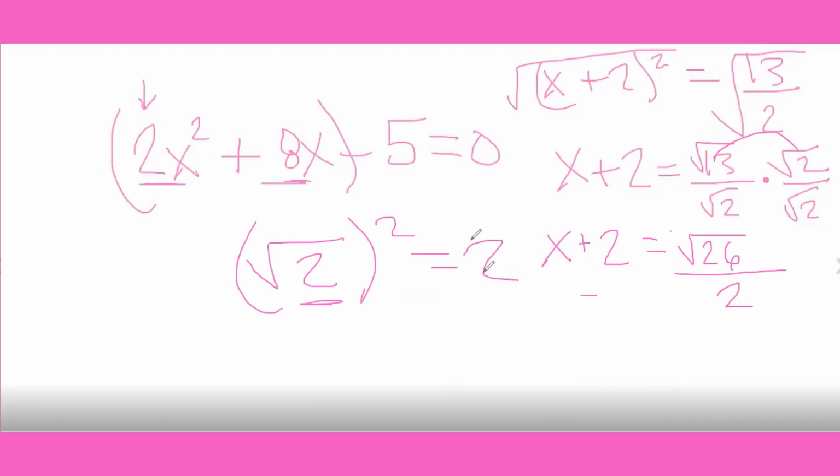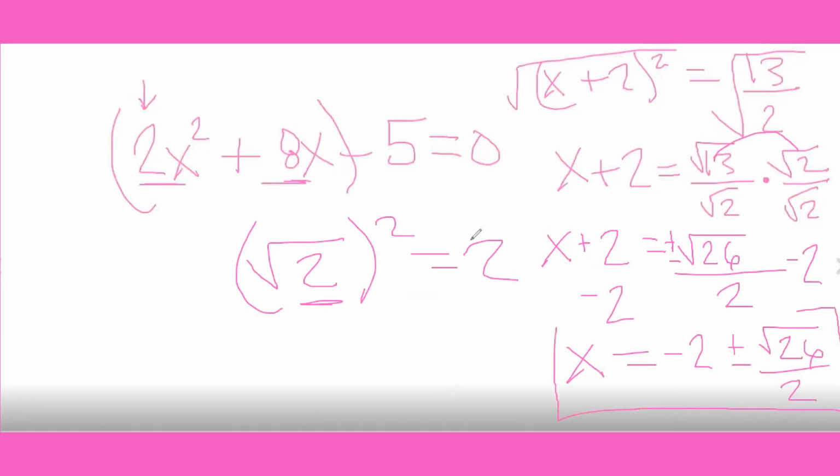And I always want to do plus or minus here, and we would subtract 2 then to solve for x, subtract 2 from both sides. So I typically like to put that standalone number up front. So in our case, x would equal negative 2 plus or minus square root of 26 over 2. So that would be our solutions. That would be our zeros for x.